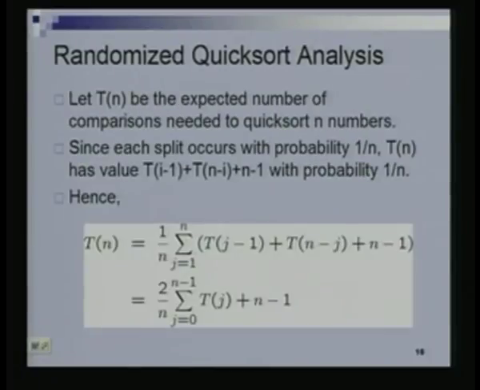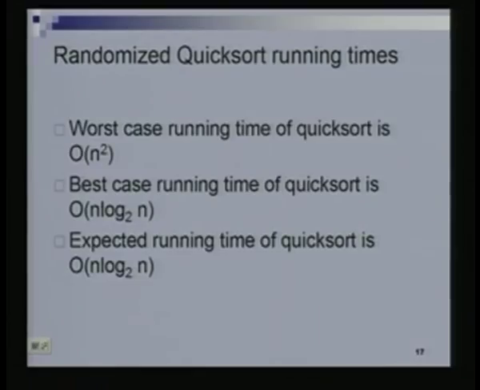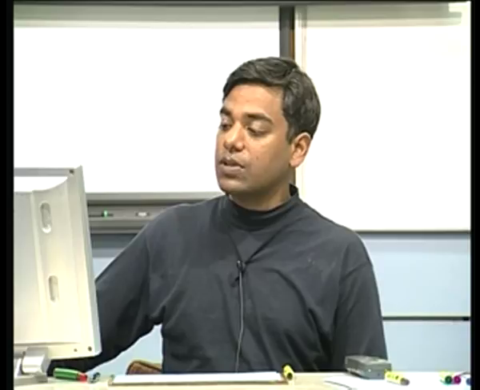So this is the analysis which we did. This is the expected number of comparisons required by quicksort. Let's quickly summarize the time taken by quicksort. Worst case time we said was n square, best case time was n log n. We didn't prove it formally why it can't be less, but intuitively the best thing happens when the two parts are roughly equal, and then we argued that it will take n log n. And the expected time is once again n log n.